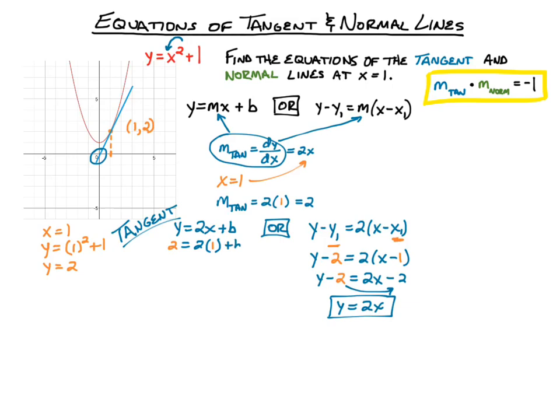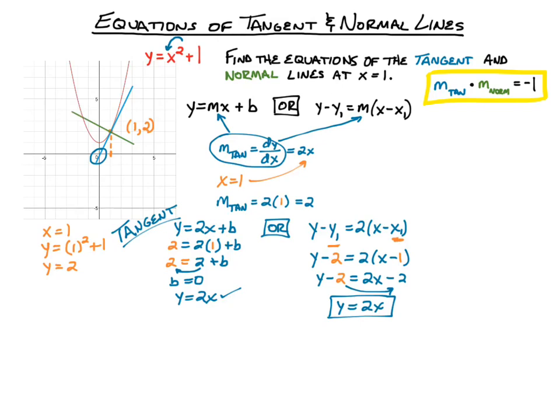So we know that 2 equals 2 times 1 plus b. Simplify, take that 2 over, we get our y-intercept is 0, so we get y equals 2x, and that confirms what we did before. Perfect. Now let's look at our normal line.